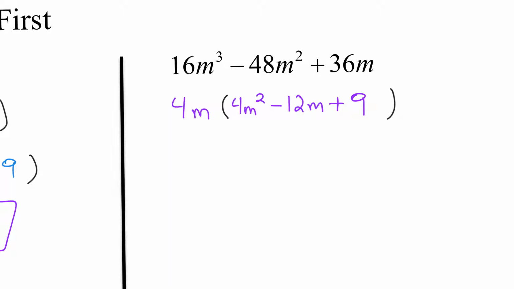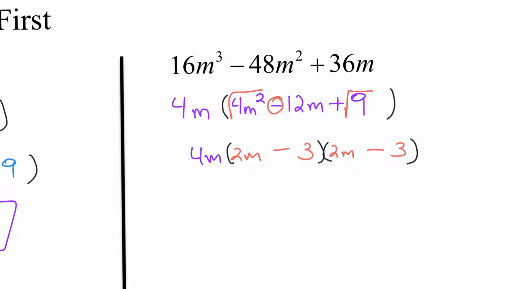So now, I'm just going to factor this out right here. I'm going to take the square root of 4m squared. That's going to be 2m and a 2m. The square root of 9 will be 3 and a 3. And the sign in the middle is a minus. And let me just bring down the 4m here. So this factors to 2m minus 3 times 2m minus 3. So now you do your binomial square, 2m minus 3, squared.